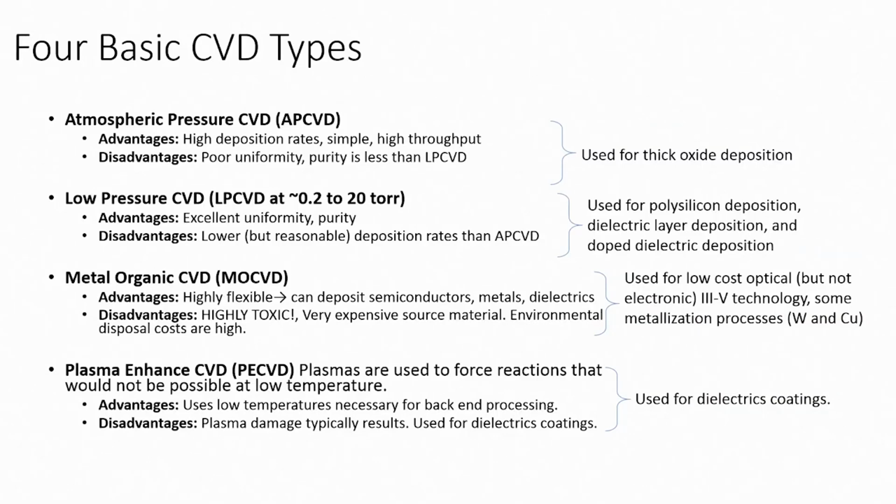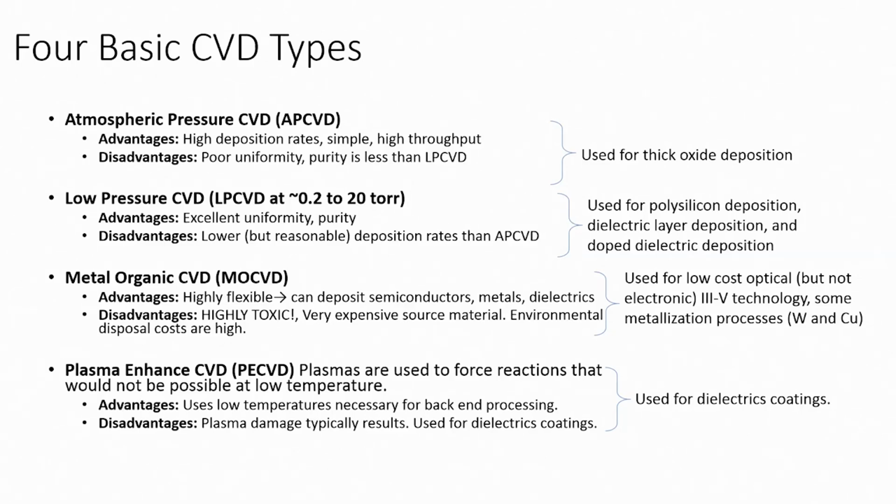When you talk about CVD, how many types of CVD are available? We have 4 basic types of CVD that we will be talking about. First one is atmospheric pressure CVD, also called APCVD. The advantages of this CVD are high deposition rate, simplicity and high throughput.